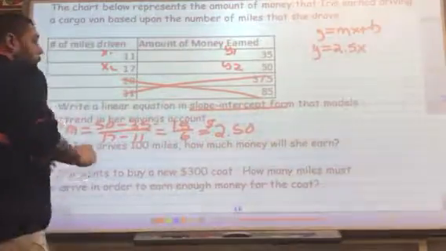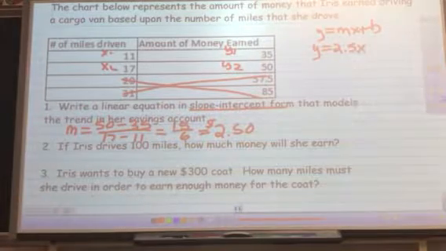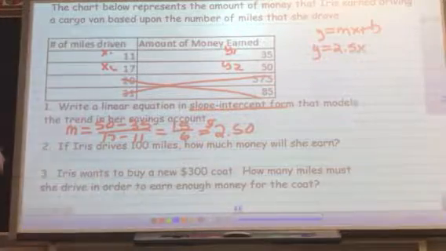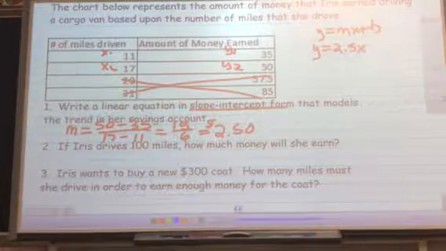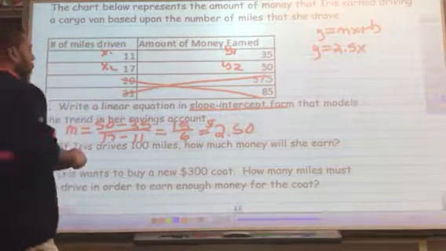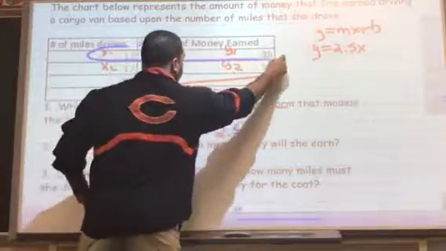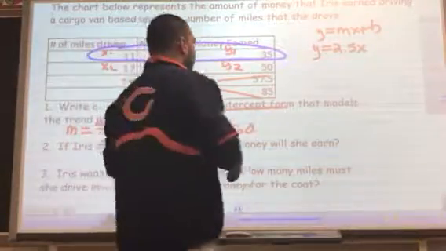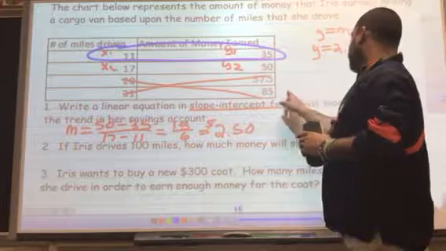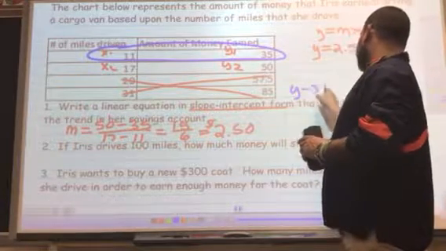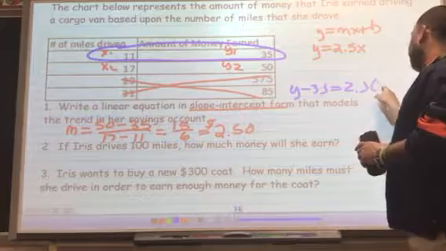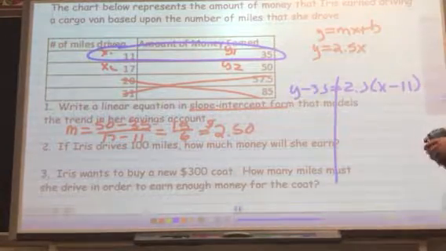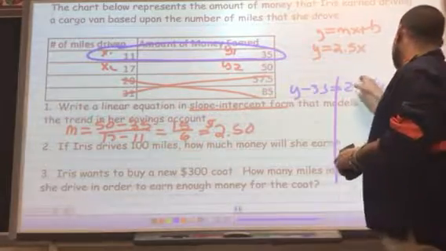Y-intercept. Unfortunately, we do not have a y-intercept right now, so it is my job to figure one out. Since I have a point and a slope, I actually have 4 points and a slope, I can use one of my points, my x1, y1, I can use my slope, and I can write this in point-slope form. So it'd be y minus 35 equals 2.5, parentheses x minus 11. And then I need to solve this. So distribute.